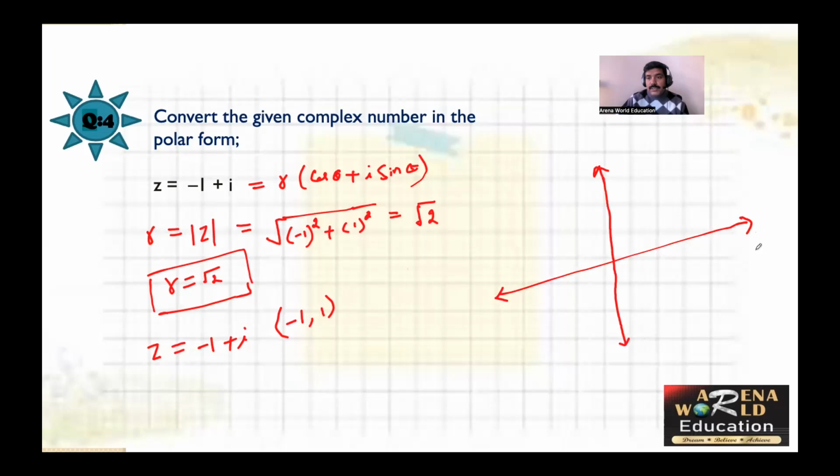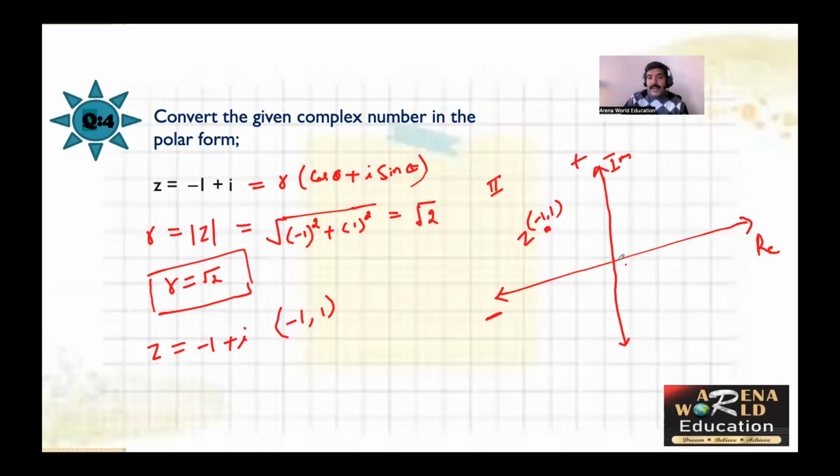Yes. So this is your real axis and these are the imaginary one. Now check -1, 1 means real part is negative and imaginary part is positive. Yes. So this will be in second quadrant, right? So let us represent this -1, 1, right? So this is your Z.